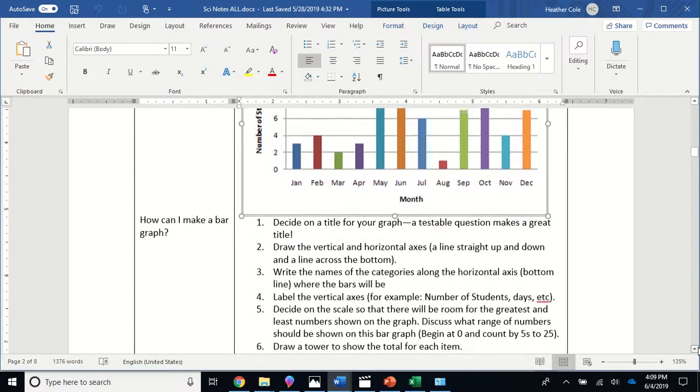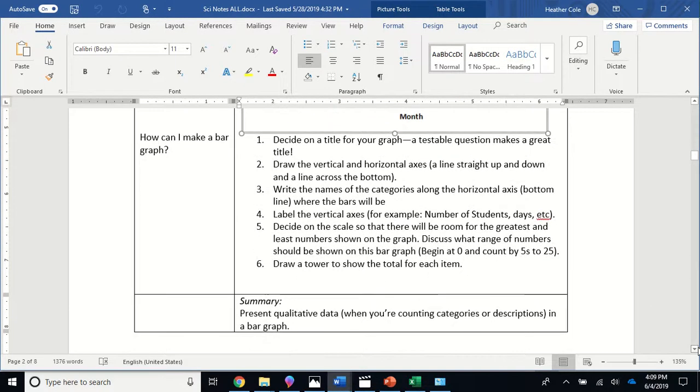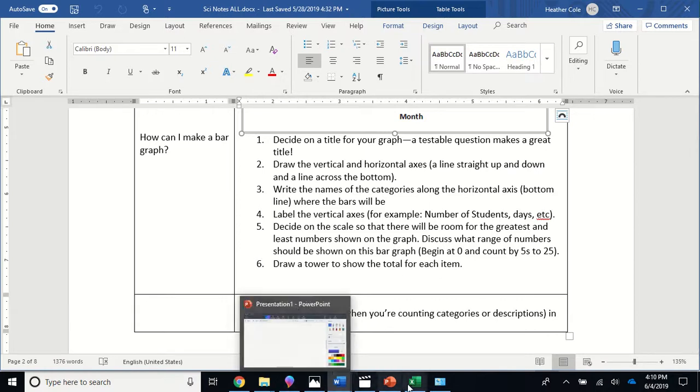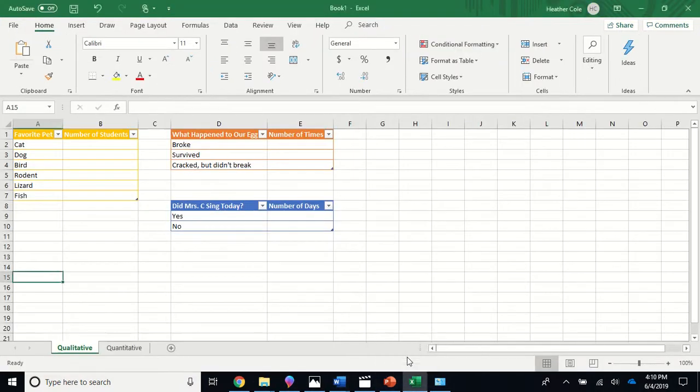And that's pretty much it. So let's do another example before we summarize and wrap this up. So if we had an example, let's say we had the favorite pet of different numbers of students.